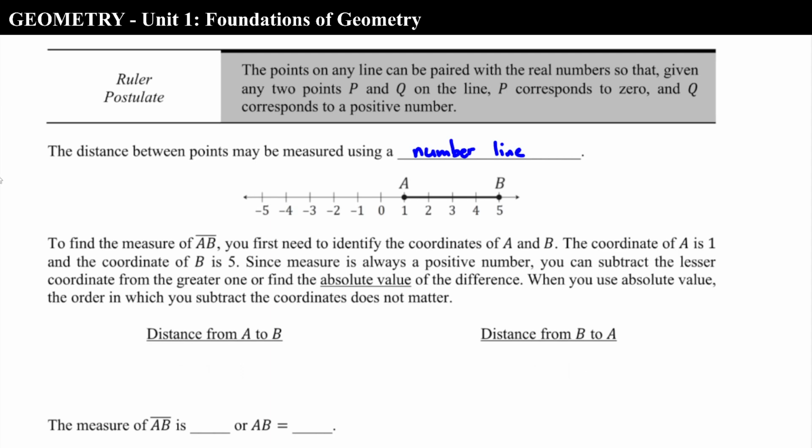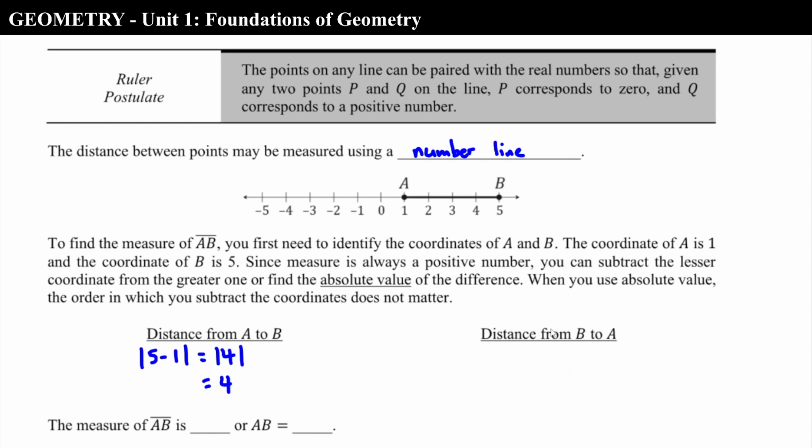So let's try that. If we do the distance from A to B, we've got the absolute value of 5 minus 1, which is equal to the absolute value of 4, because 5 minus 1 is 4. Absolute value of 4 is 4. Remember, the absolute value always makes whatever is inside the absolute value positive. So if you have a positive number in the absolute value, you're going to get a positive number. If you have a negative number in the absolute value, it will become positive.